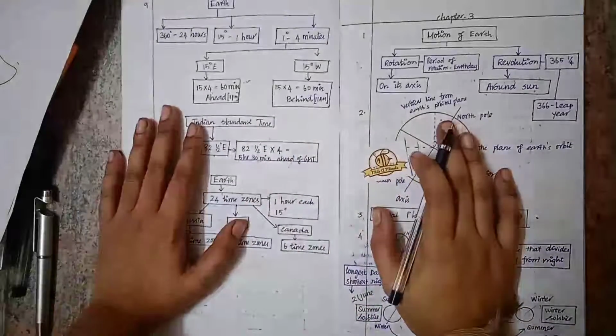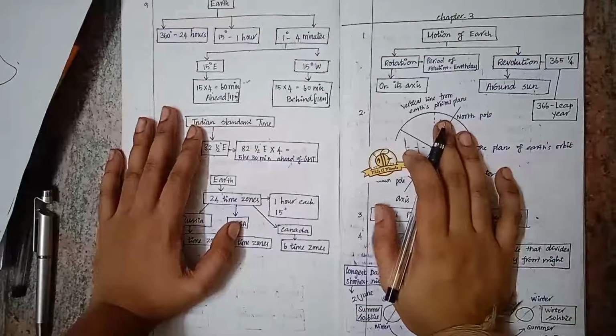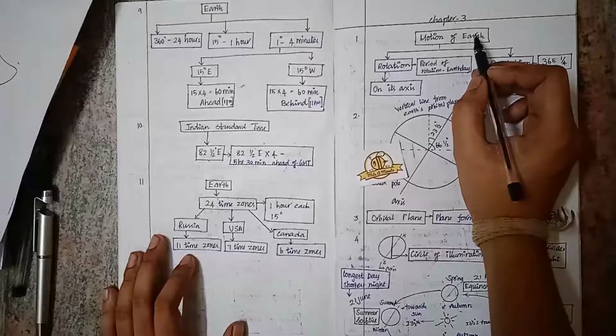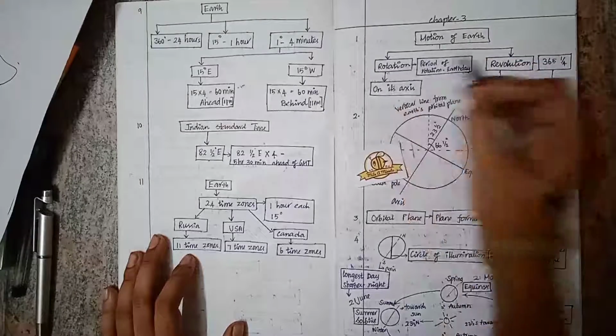Now we have completed up to chapter 2, classic geography. Now we are seeing chapter 3. In chapter 3 we are discussing the motions of the earth. The motions of the earth are of two kinds: one is rotation, another one is revolution.